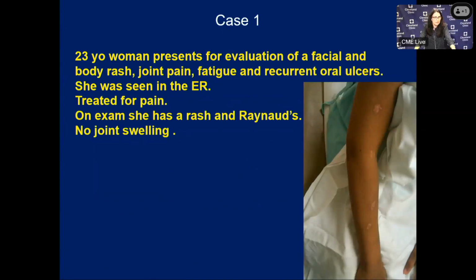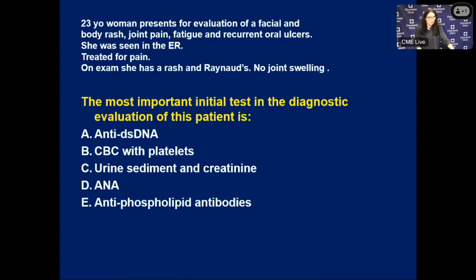So we'll start with case 1 of a 23-year-old woman who presents for evaluation of a facial and body rash, joint pain, fatigue, and recurrent oral ulcers. She was seen in the ER for those symptoms and treated for pain. On exam, she has a rash and Raynaud's, and you can see the rash depicted on the picture there on the patient's arm and forearm, and she has no joint swelling.